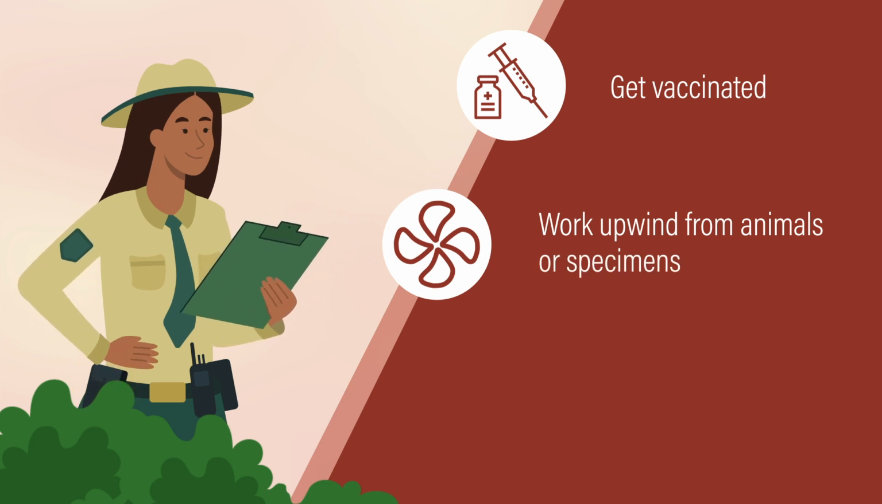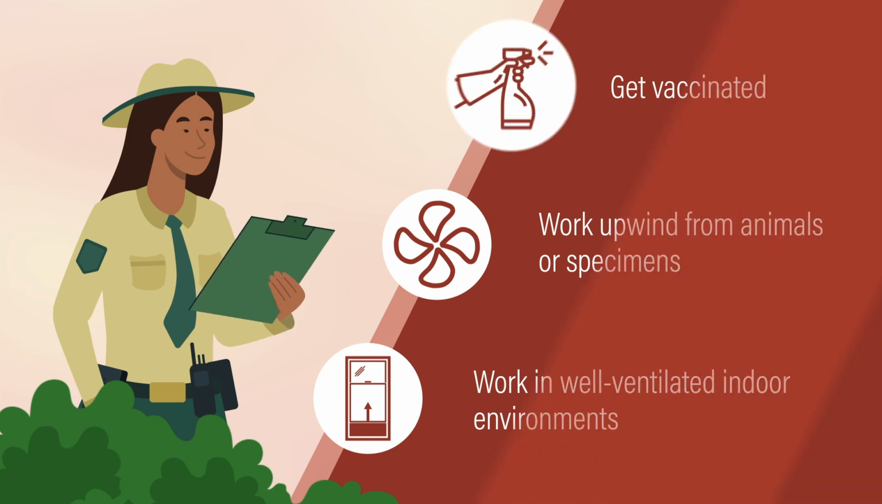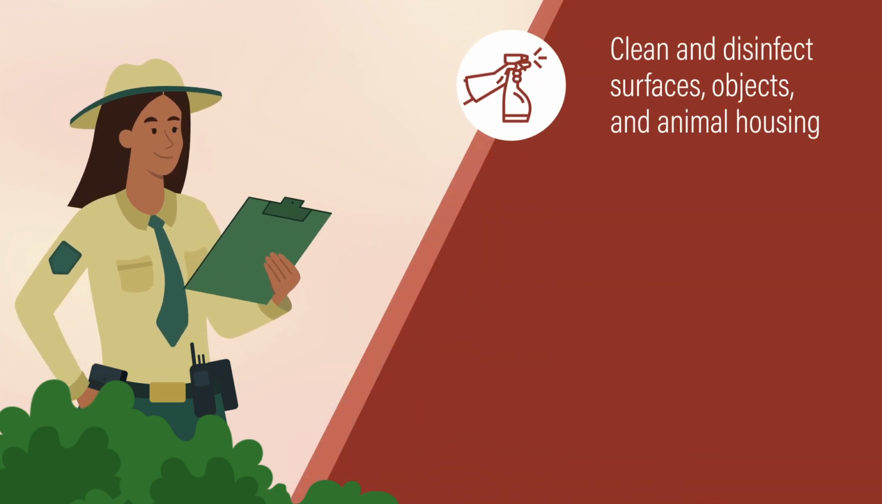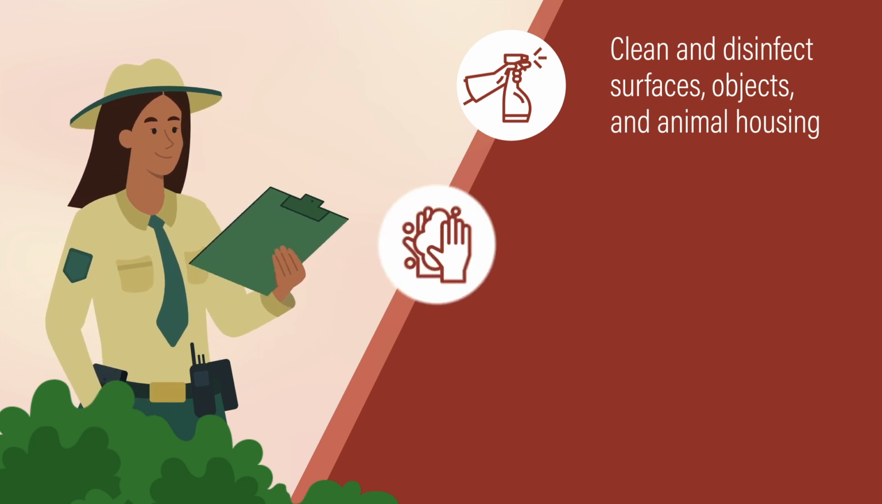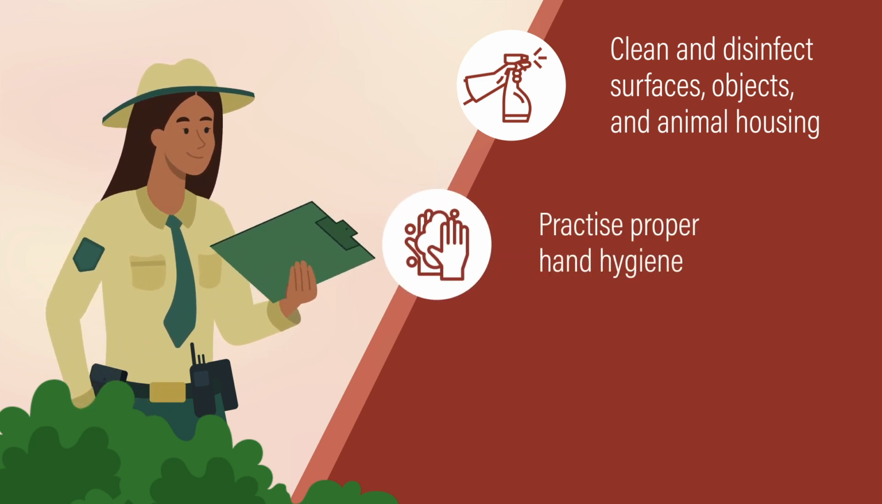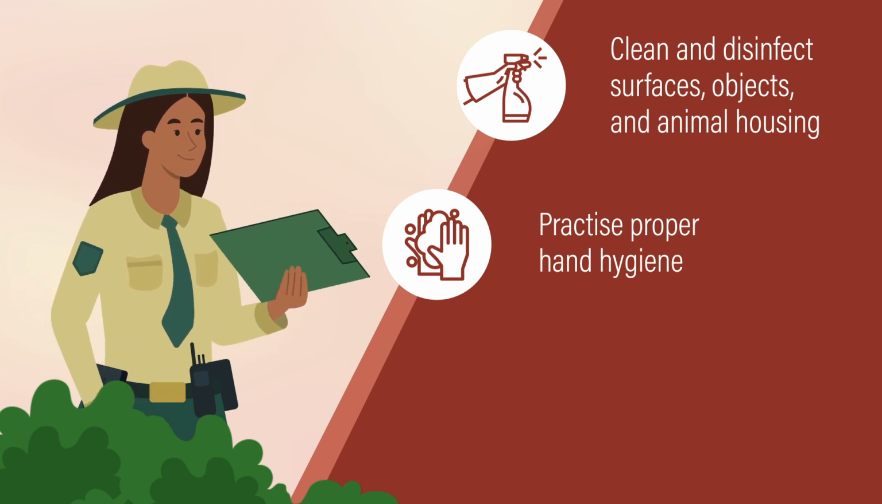Measures to reduce risk can include vaccination, if available and the worker is eligible, work upwind from animals and specimens if working outdoors, work in well-ventilated indoor environments, regularly clean and disinfect surfaces, objects, and shared equipment, keep animal housing areas well organized and clean, regularly wash your hands with soap and water or use hand sanitizer with at least 60% alcohol.